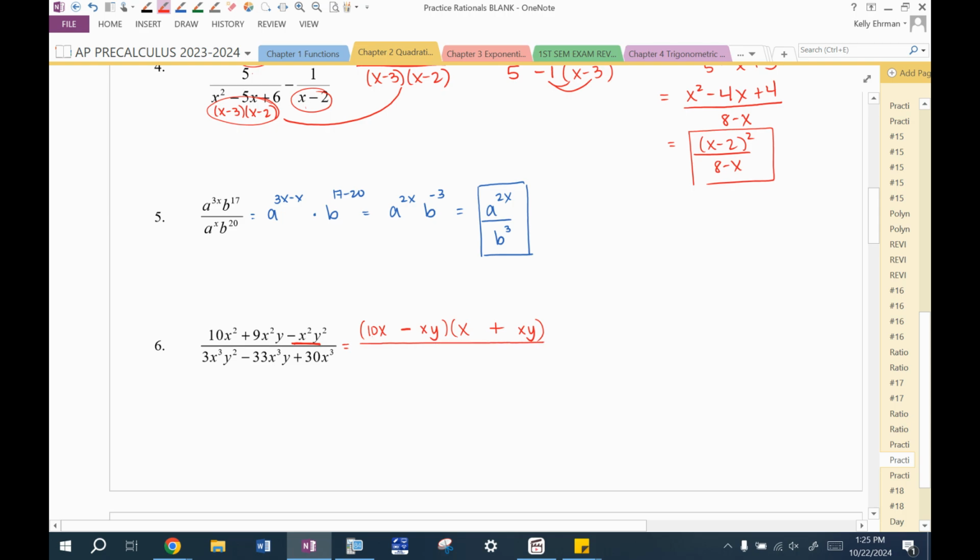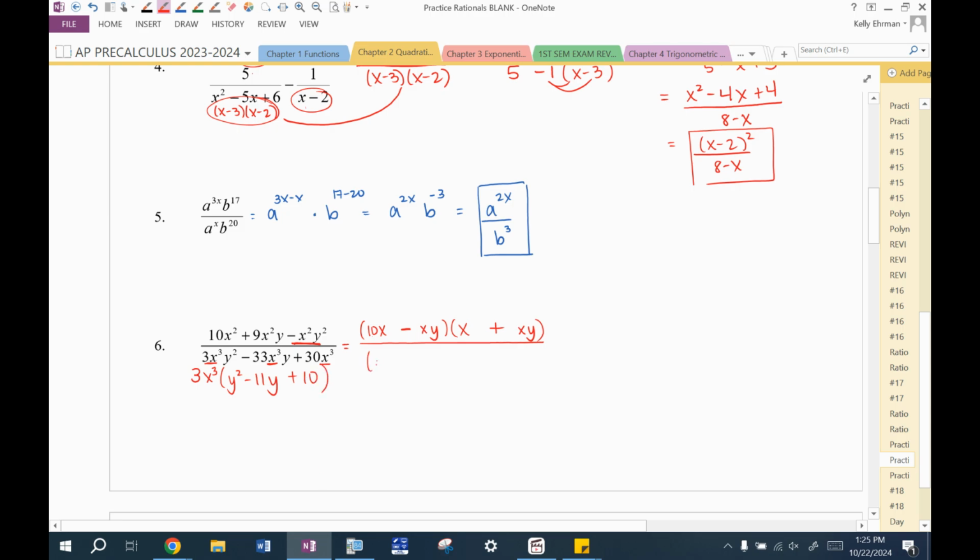What about the denominator? Now down here, I need to factor out a 3. Don't just start breaking things up. Look at it first. Especially if you have large numbers, see if there's something you can factor out, and more than just a 3. Look, they all have an x in them. They all have an x cubed. So let's take out a 3x cubed. That'll leave me with y squared minus 11y plus 10.